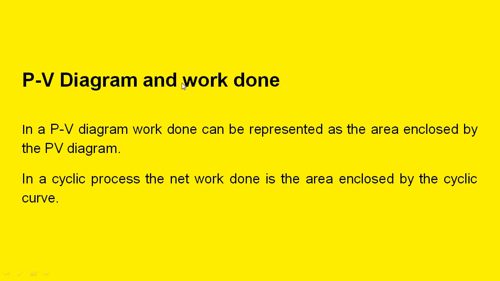And next is PV diagram and work done. We have already discussed this concept of PV diagram. In a PV diagram, work done can be represented as the area enclosed by the PV diagram. We know that in the PV diagram, we are plotting pressure on the y-axis and volume on the x-axis, and it is also known as the indicator diagram. In a cyclic process, the net work done is the area enclosed by the cyclic curve.